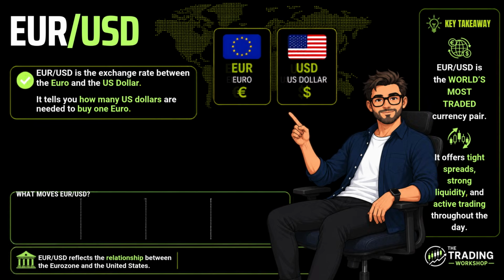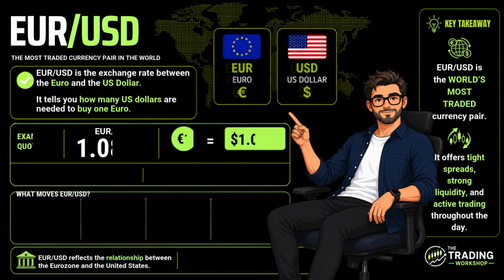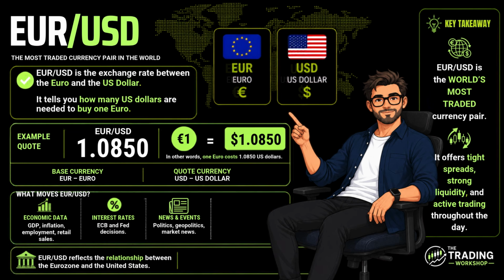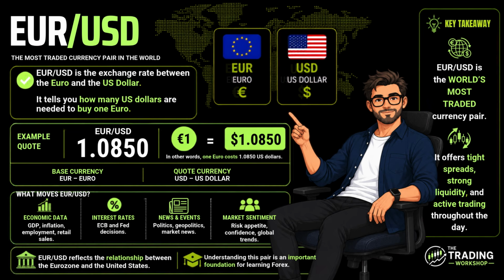Now let's look at Euro, US dollar, the most traded currency pair in the world. EUR/USD is the exchange rate between the euro and the US dollar. It tells you how many US dollars are needed to buy 1 euro. For example, if EUR/USD is 1.0850, 1 euro costs 1.0850 US dollars. The euro is the base currency, and the US dollar is the quote currency. The pair is influenced by economic data, interest rates, news and events, and market sentiment. Understanding EUR/USD is an important foundation for learning Forex.